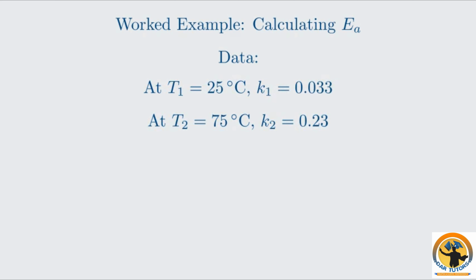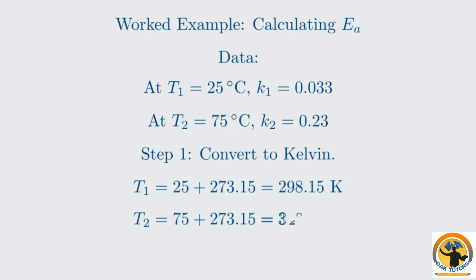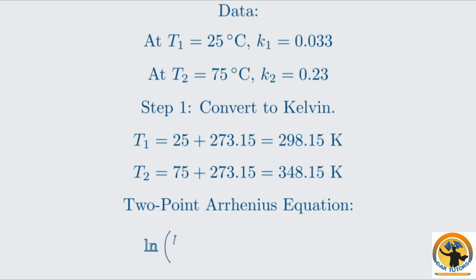First, we must convert the temperatures to Kelvin. 25 plus 273.15 is 298.15 Kelvin. 75 plus 273.15 is 348.15 Kelvin. We can derive a useful two-point form of the Arrhenius equation by setting up the linear form at two different temperatures. After rearranging and combining, we get the natural log of K2 over K1 equals negative E sub A over R times the quantity 1 over T2 minus 1 over T1.